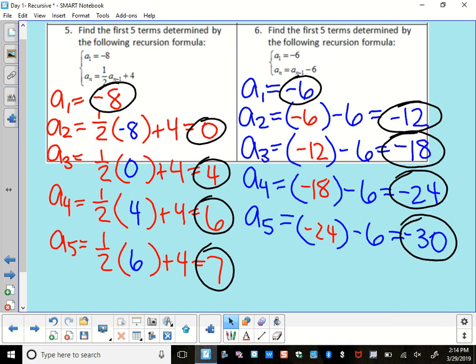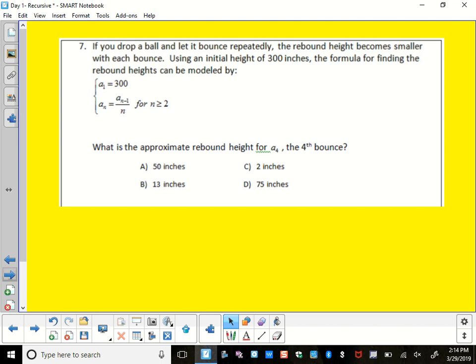All good on 1 through 6? Do you understand the pattern of what we're doing? Okay. Everyone pay attention to this one, okay? Don't work ahead or anything on this one.